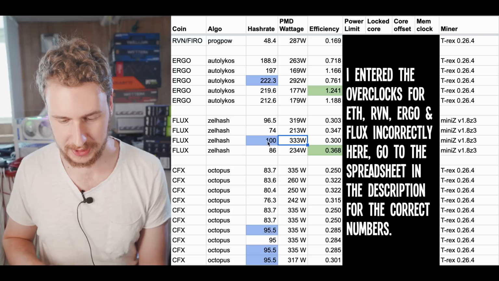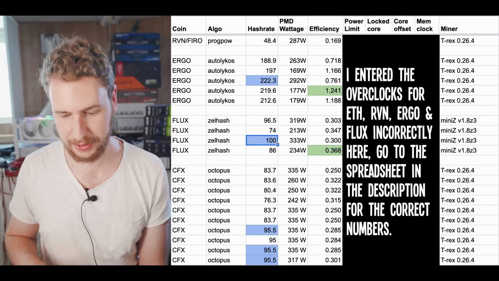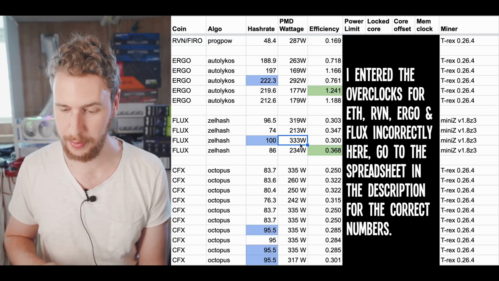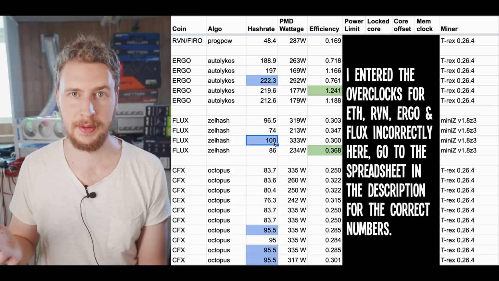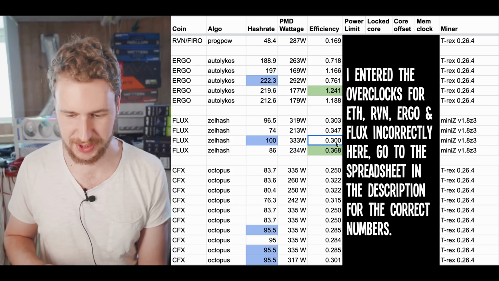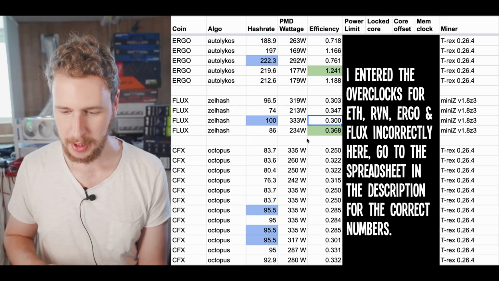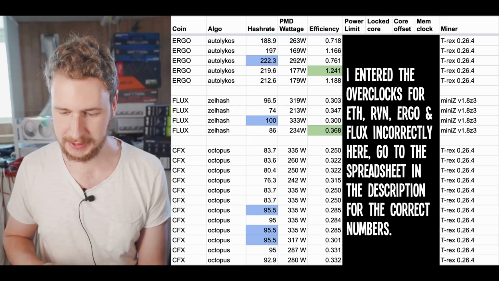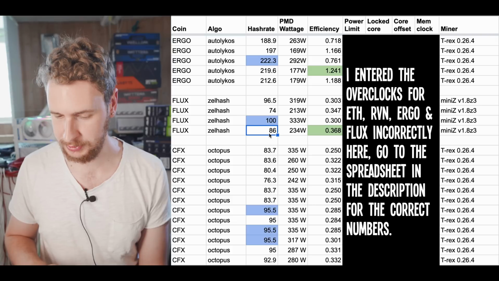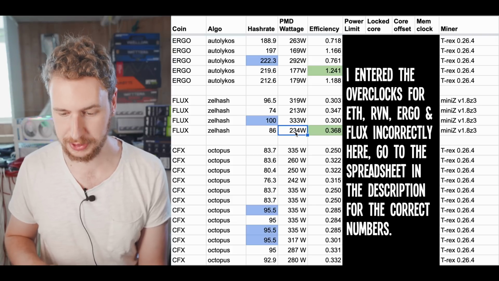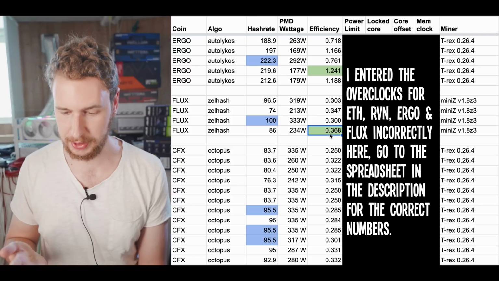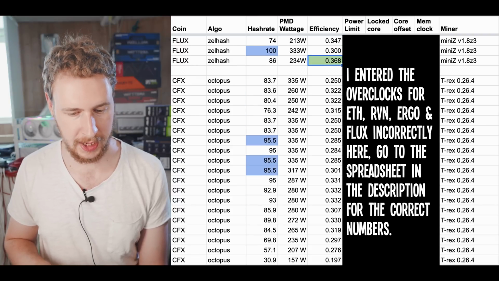So as you can see, highest possible hash rate, 100 solutions per second at 333 watts, which is obviously a very high hash rate, but power consumption, not great. But lowering our power limit, we could get 86 solutions per second at 234 watts, which is definitely better in terms of efficiency there. Moving on, we have Conflux.